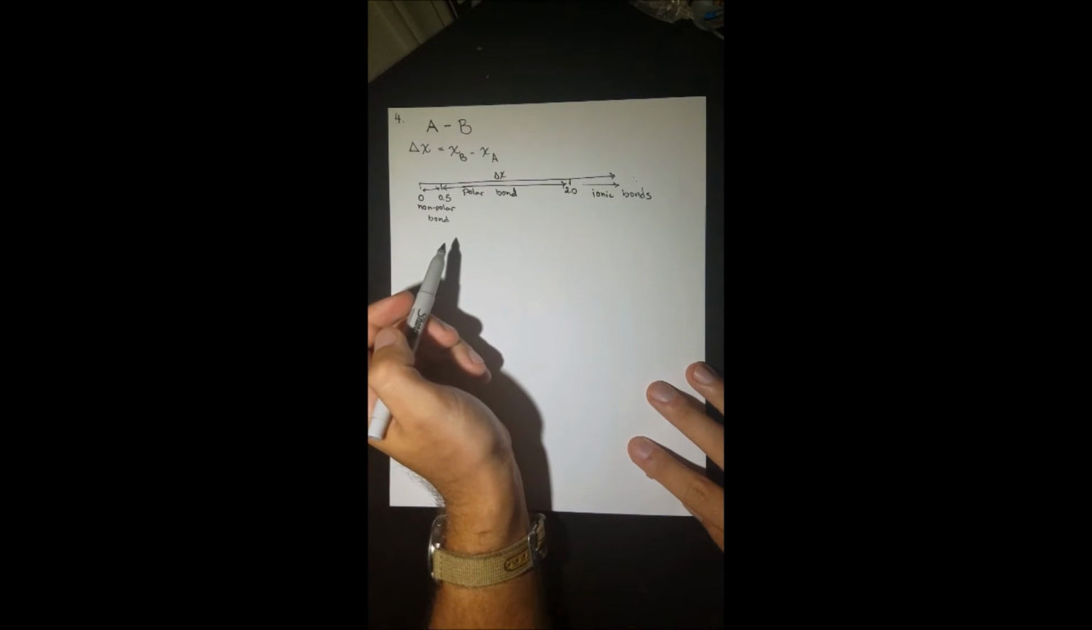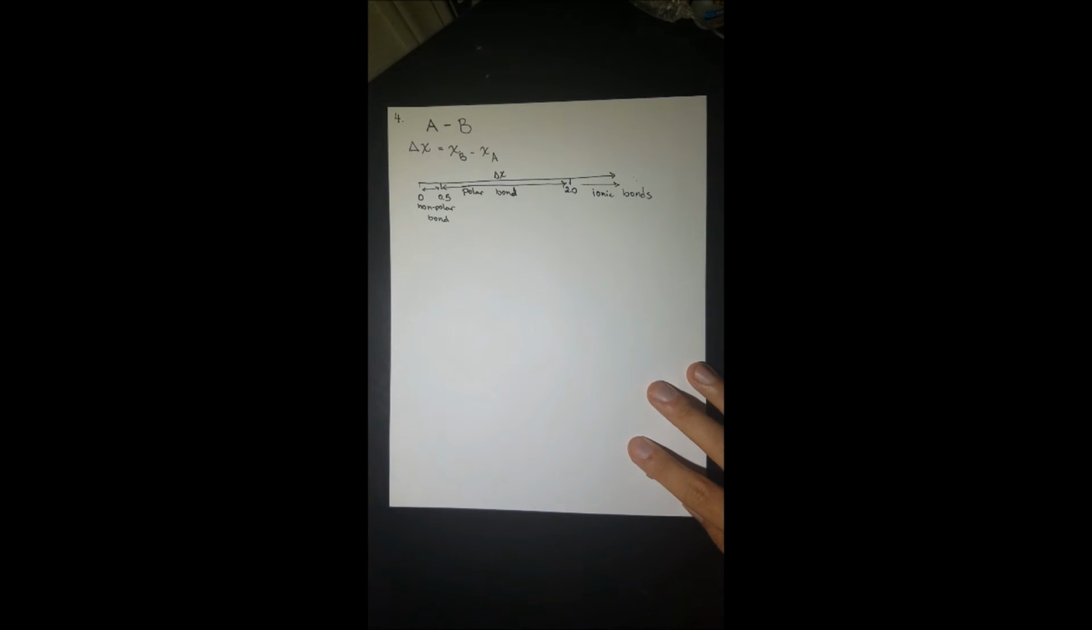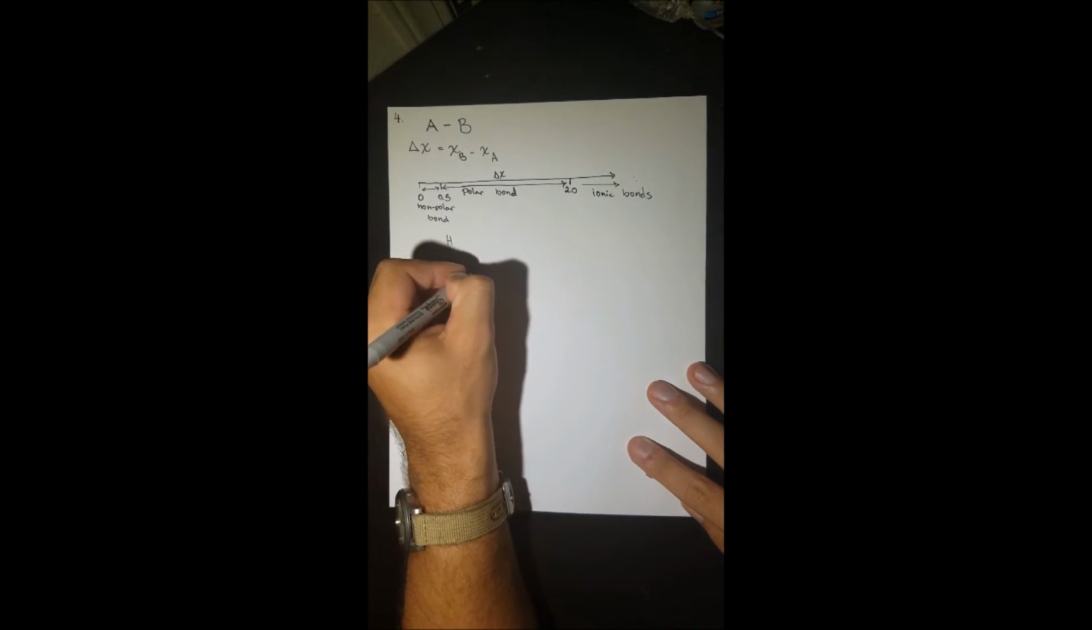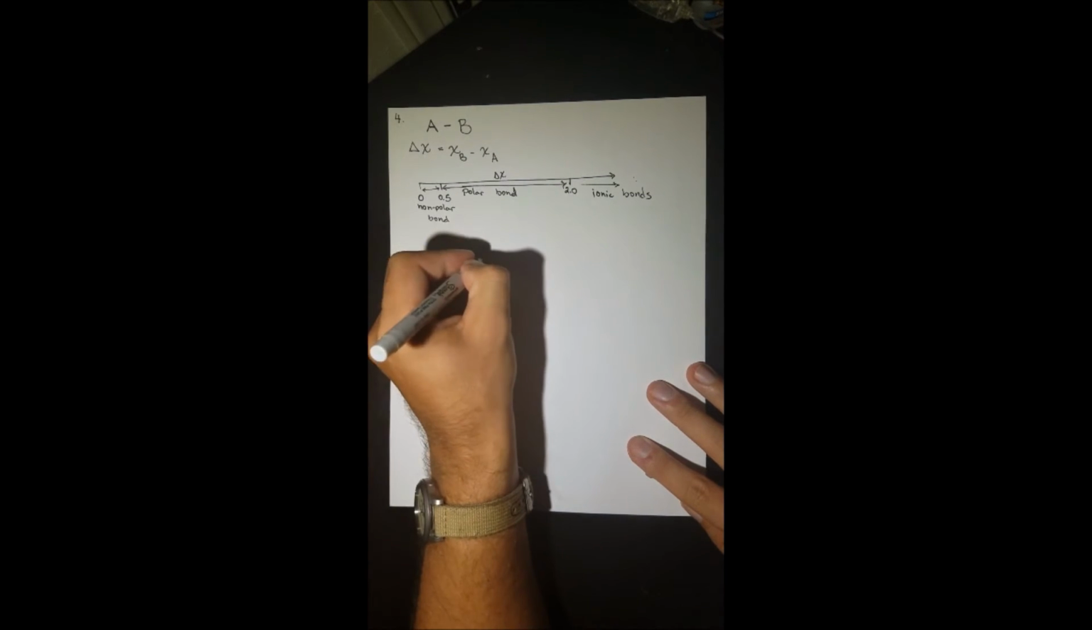Now we can use this to solve number 4. In number 4, we have carbon and four hydrogens. This is methane.